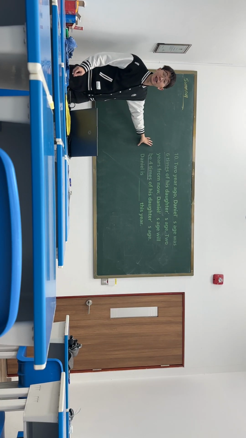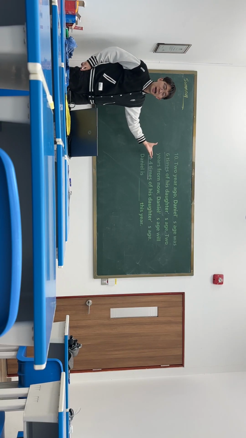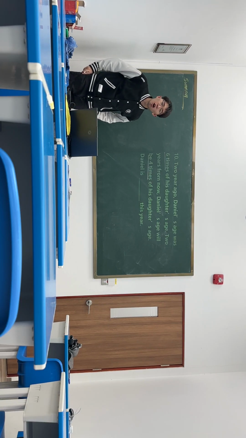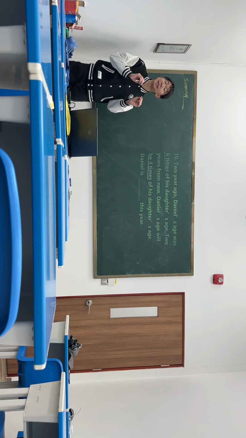Wow, it seems a little bit complicated for this question. Now there are some multiple relationships here, and there are 2 years ago and this year. How should we solve this? Okay, now to solve this question, let me first give you an example.